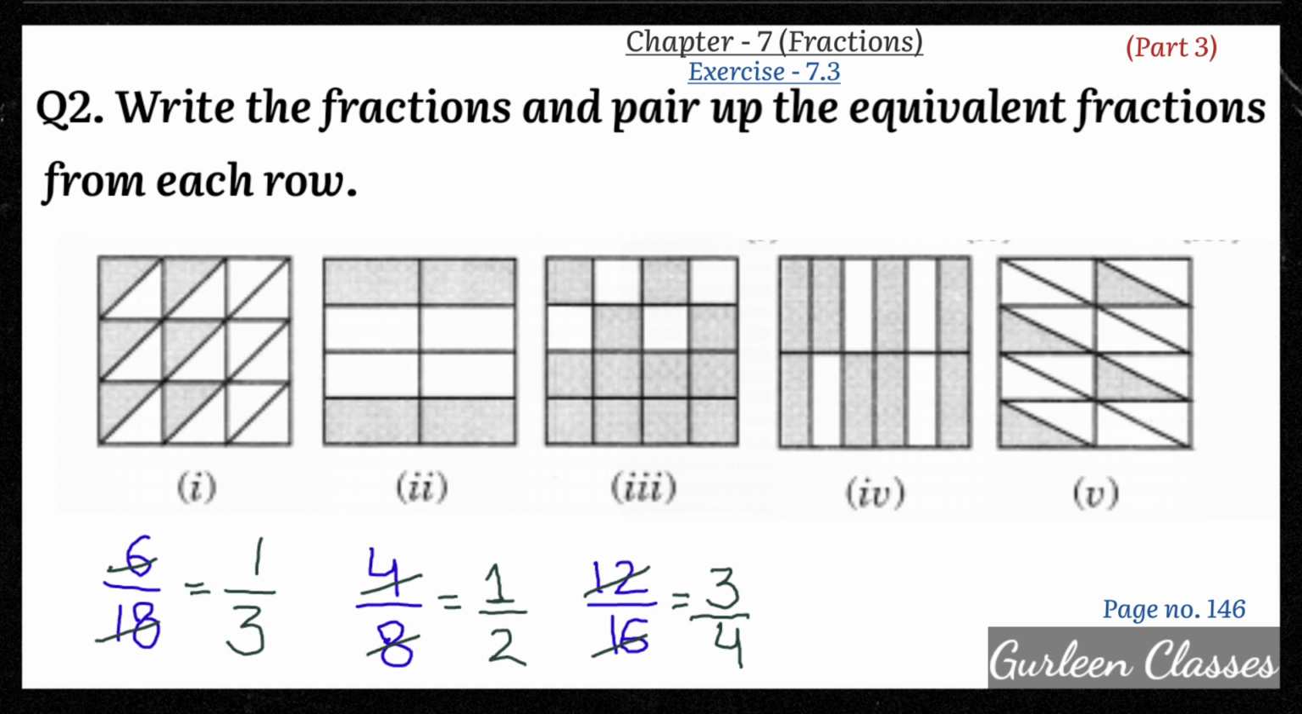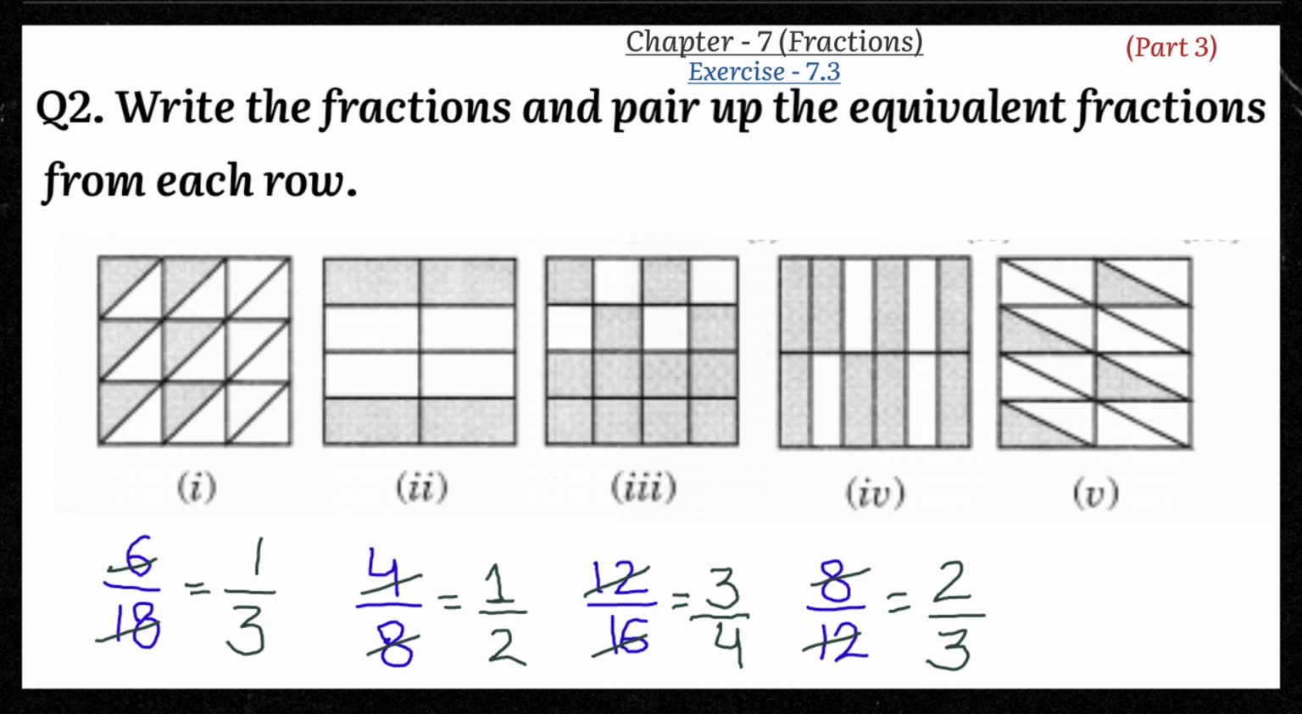Fourth part, total there are 12 parts. 8 parts are shaded. The fraction is 8 upon 12. Reduce into lowest term, 4 2s are 8, 4 3s are 12. Fraction is 2 upon 3. Fifth part, total there are 16 parts and 4 parts are shaded. The fraction is 4 upon 16. Reduce into lowest term, it is 1 upon 4.